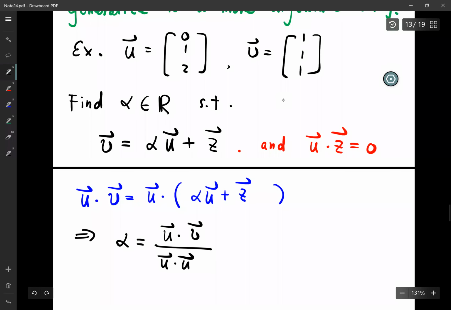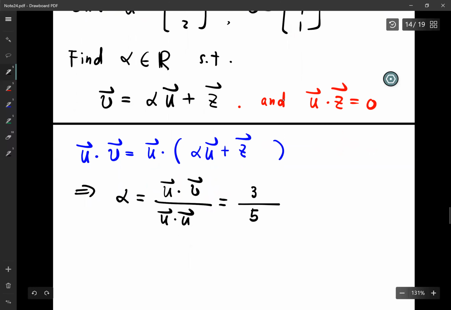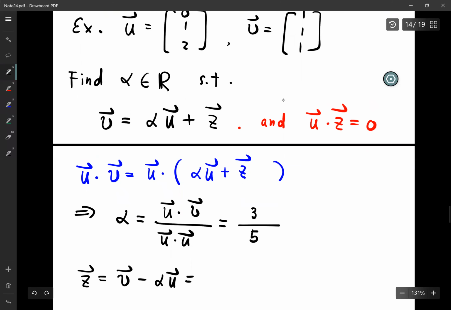And now I can directly compute it. So u dot v is 1 plus 2, so it's 3. U dot u is 5. So I directly found that alpha is 3 over 5. Just for fun, we can compute what z is. So z is v minus alpha u. And alpha is 3 over 5. So this is v is 1 minus, so this is 1. And 1 minus that is 2 over 5.